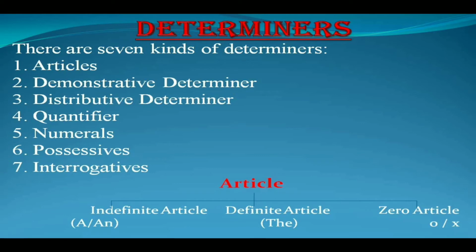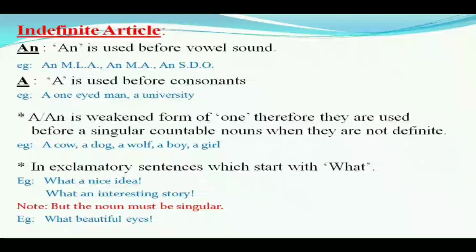There are 3 kinds of articles: indefinite article, definite article, and the last one is zero article. There are 2 kinds of indefinite articles, A and AN. Definite article is the. In zero article, we will study the points under which we do not use any article before some certain nouns.